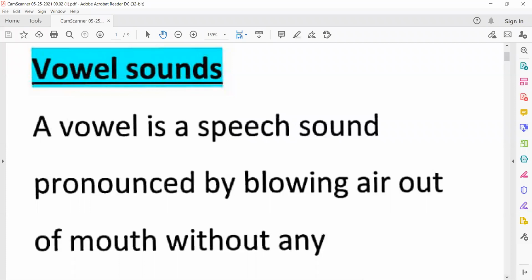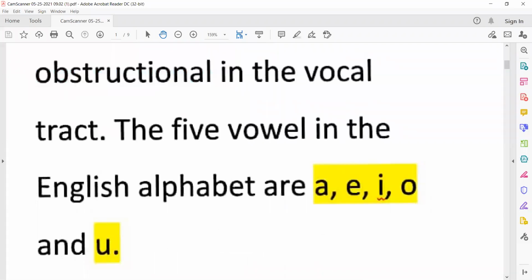Look at the sound of A. A is giving us a sound of A. Okay? And E. E is giving a sound of E. I. Like A and I, a little bit similar. I. O.